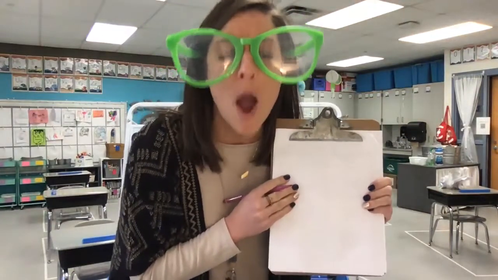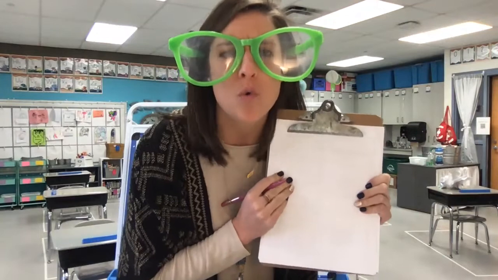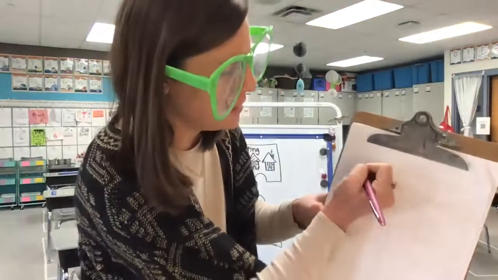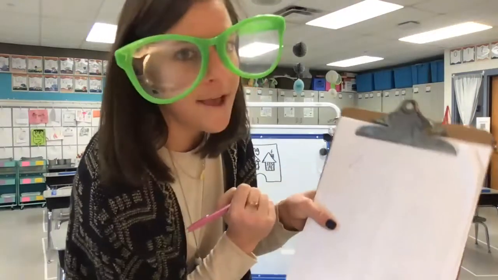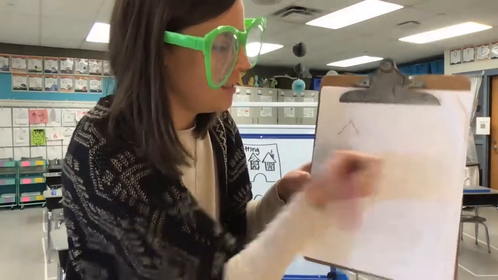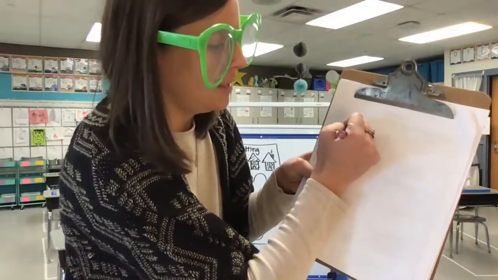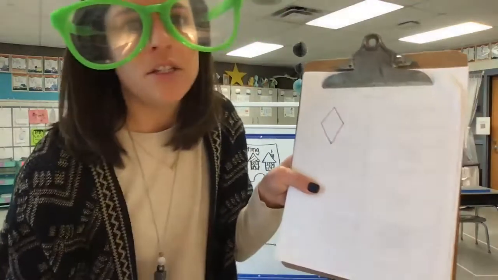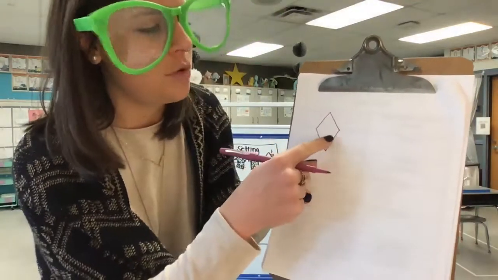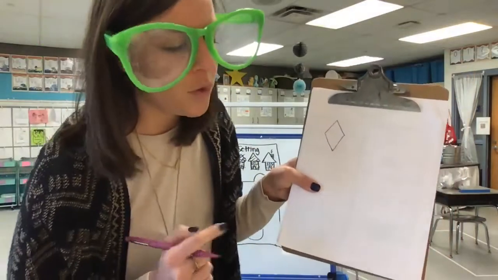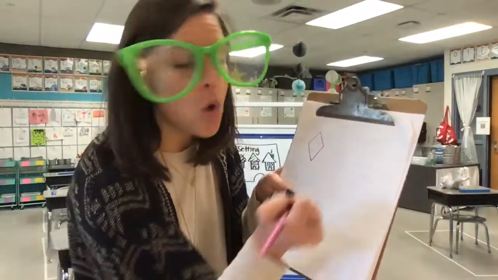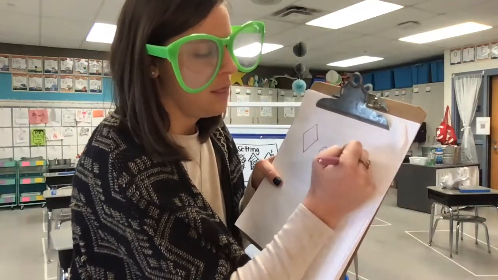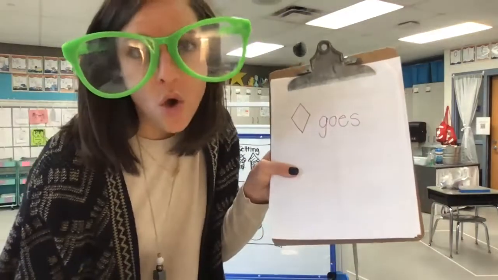It's called a rhombus. Can you guys say that word with me? Rhombus. Very good. And our rhombus looks like what you might know as a diamond. So we're going to do a slanty line, a slanty line, a slanty line, and another slanty line. So it has four sides, 1, 2, 3, 4. And next to it, we're going to write the sight word goes. She goes to school. The bird goes home.